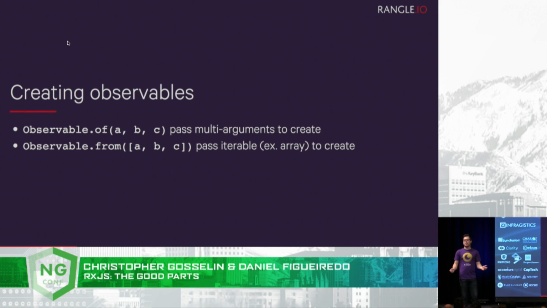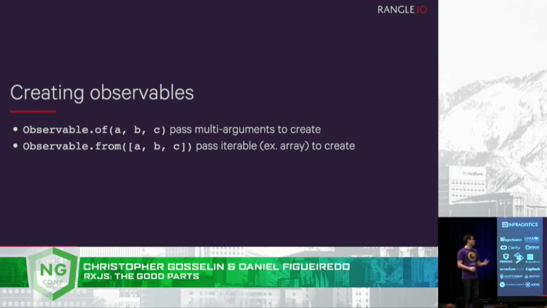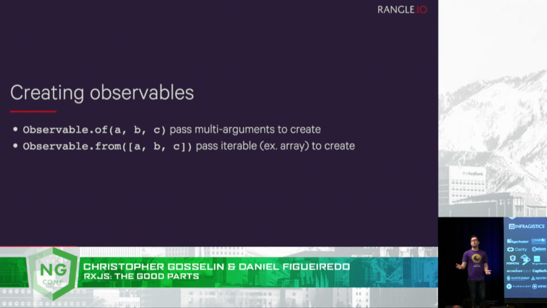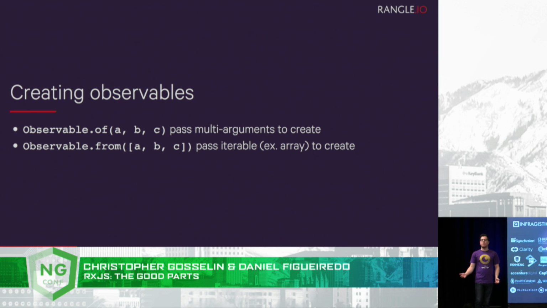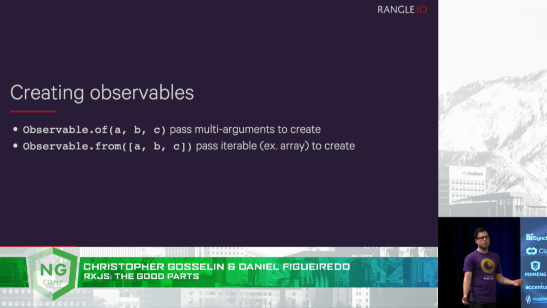So creating observables. Obviously, these had to make the cut, because otherwise we wouldn't have observables. So observable of takes functional parameter arguments: A, comma, B, comma, C. So if you wanted to pass to an observable, say 1, 2, 3, it would be 1, comma, 2, comma, 3. Pretty simple. Observable from gives you a little bit more flexibility. You can pass any kind of iterable, a promise, and it'll convert it into an observable for you.